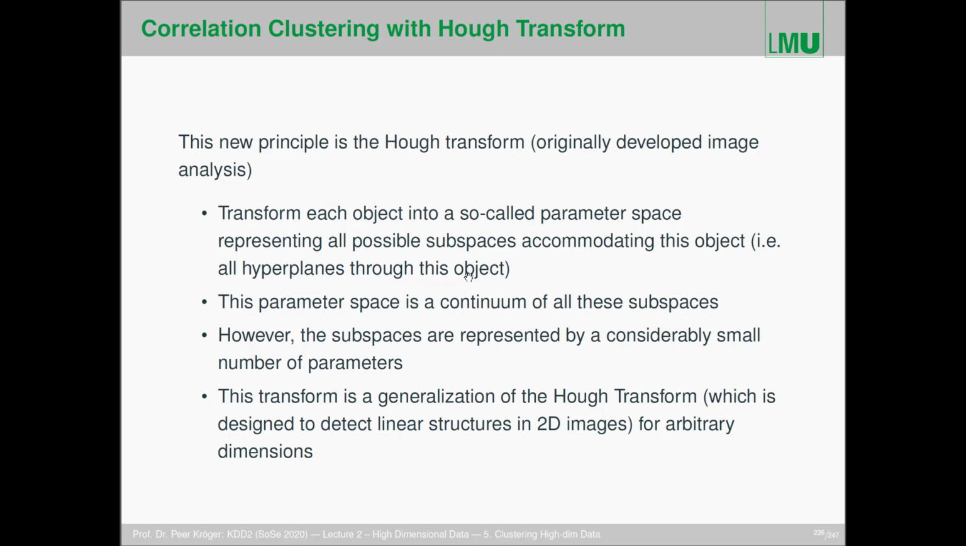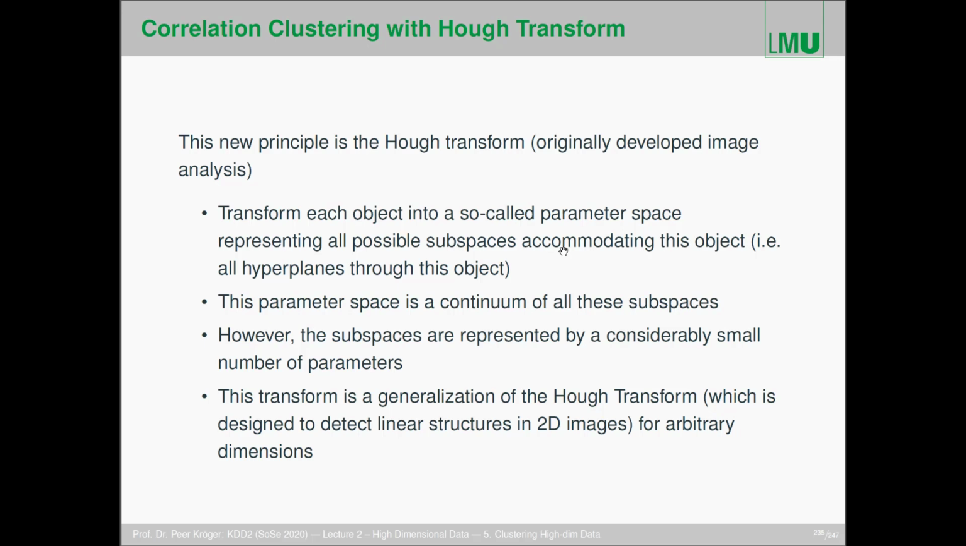So we'll have a visualization of that right in a minute, and this parameter space is a so-called continuum of all those subspaces. And the good thing is that, of course, all those possible subspaces go through one point. Just consider in a two-dimensional space one point: how many different lines go through this point? Well, an infinite number of lines, of course.